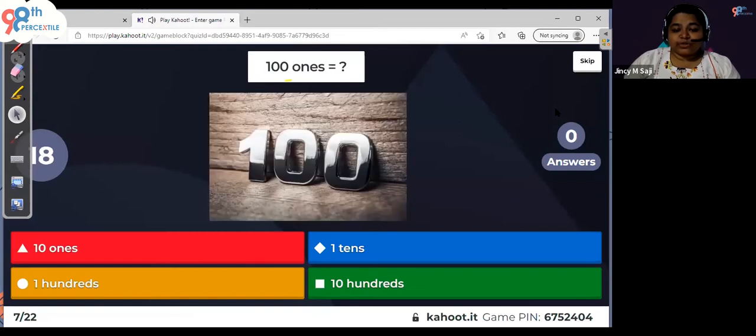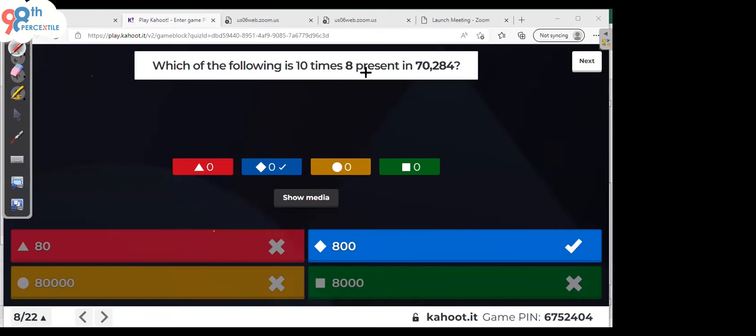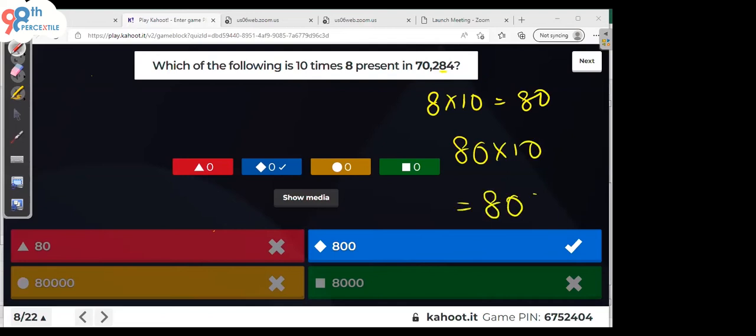100 ones equal to dash. Which of the following is 10 times the 8 present in 70,284? Here the 8 is in the tens place, so it is 8 times 10, that is 80. It is asking for 10 times, so we multiply it by 10. Therefore, we will get the answer 800. So that is 10 times the 8 present in this number, which gives us 800. That is how we do this question.